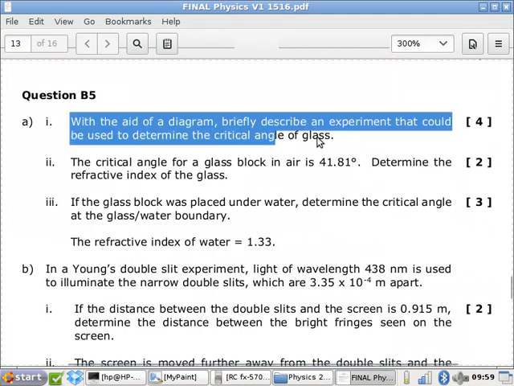This is the experiment we're actually going to do. Describe an experiment that could measure the critical angle of glass. I'll give you a minute, and then I want you to tell me what you came up with. There's 4 marks. Usually in the marking scheme, they just care about the points you have to make. However, in this one it says with the help of a diagram, so you can draw a picture. What you need to do is think about how you could measure the critical angle of glass.